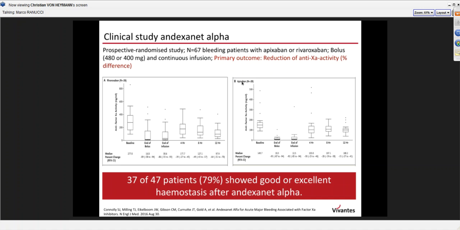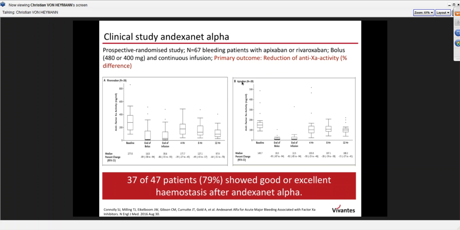So very quickly, from Dr. Preda, if we say that the anti-10A activity is not correlated with the level of coagulation, why should we dose it? I think you didn't say this. No, I didn't say this.